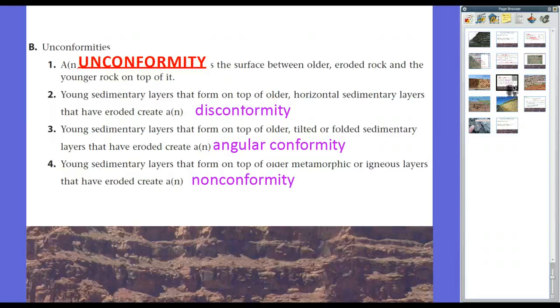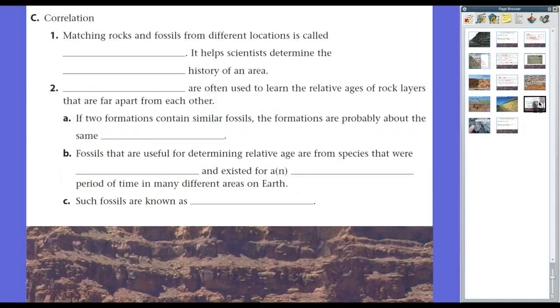Now, if you have a sedimentary rock sitting on top of sedimentary rock that's been bent or folded or something, we have what's called an angular conformity. Okay, obviously angular because of the movement and the shape and the angles formed. Finally, if we have young sedimentary layers that are sitting on top of non-sedimentary rock, for example, igneous or metamorphic, we have a non-conformity.